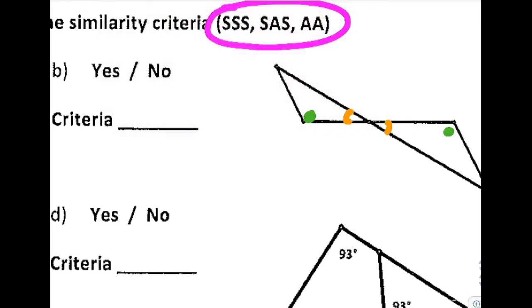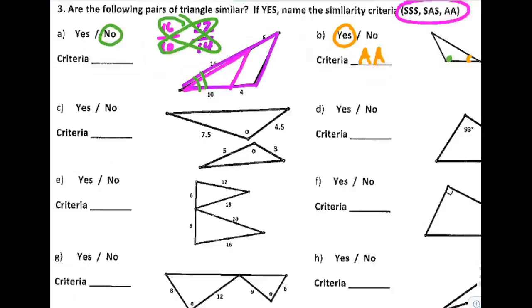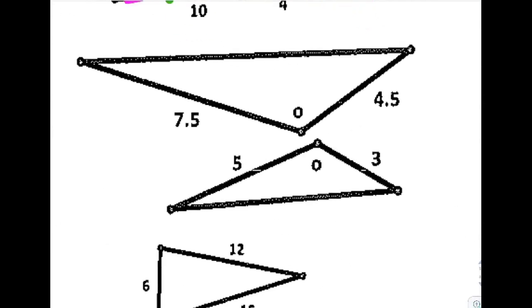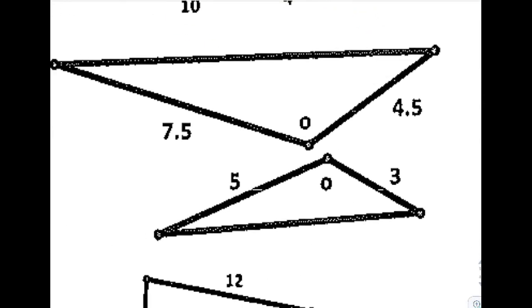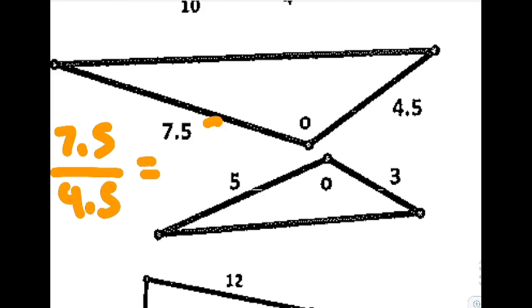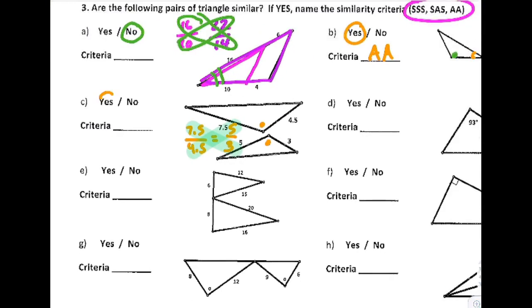If you try B, it's telling us that we have those angles that are the same, and you know that you have vertical angles, so we have an angle-angle situation. In question C, this looks like it might be a side angle side, so we have to see, does 7.5 over 4.5 equal 5 over 3? So you cross multiply to see if those are the same. 7.5 times 3 is 22.5, and 4.5 times 5 is 22.5. So those are in proportion, and there's a shared angle in the middle. So this is a yes because of side angle side.